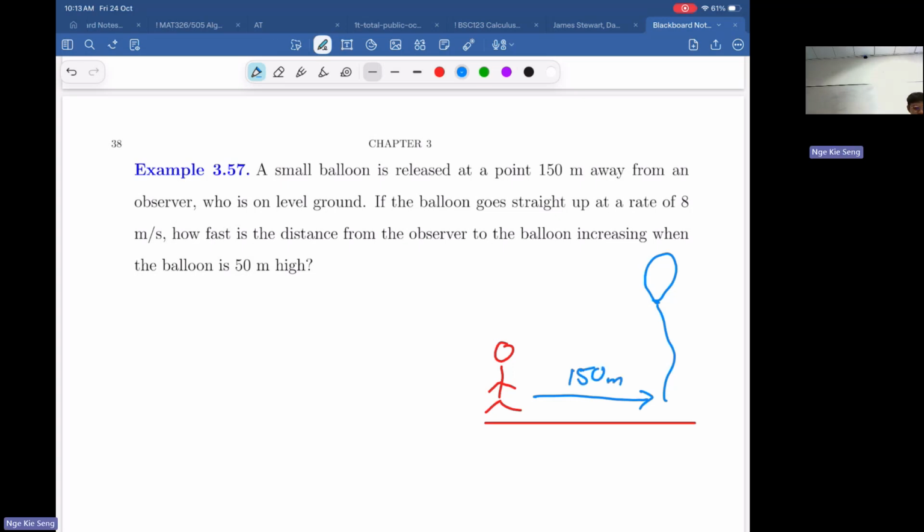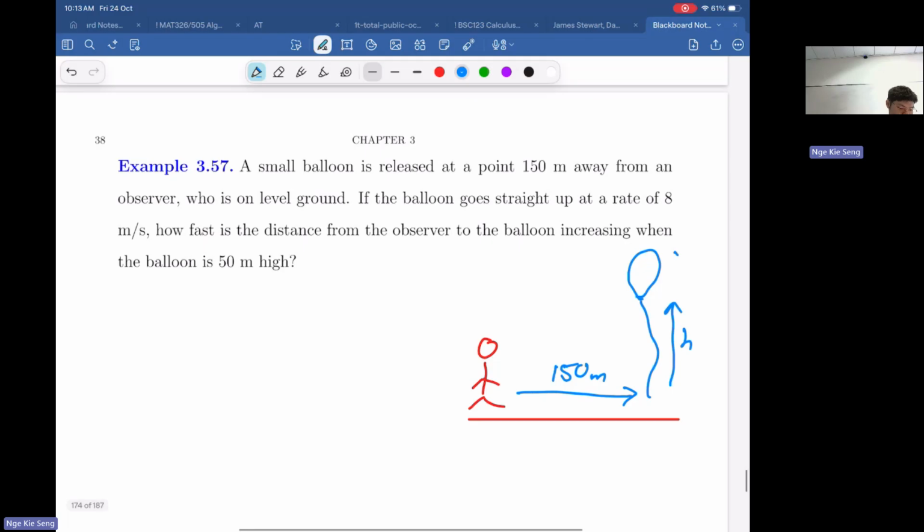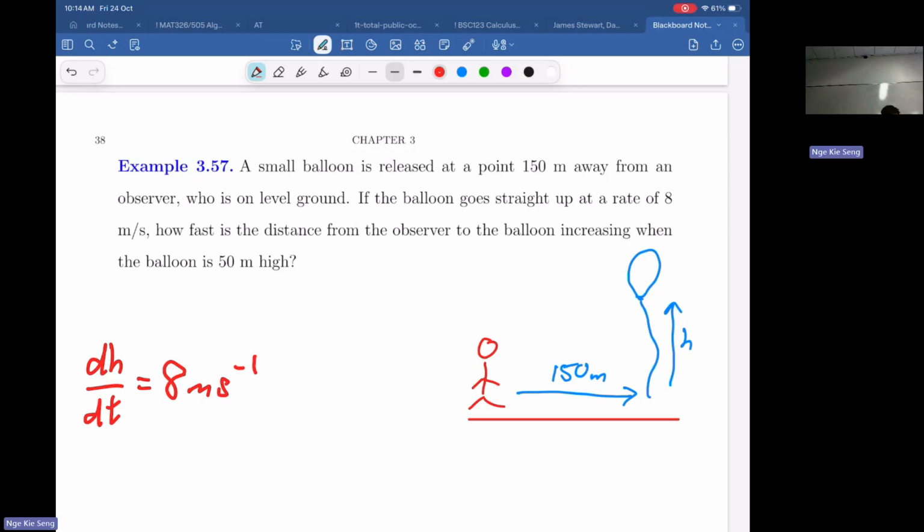If the balloon goes up at the rate of 8 meters per second, let's call this variable h. Then dh over dt is 8 meters per second. The question is: how fast is the distance from the observer to the balloon increasing when the balloon is 50 meters high?